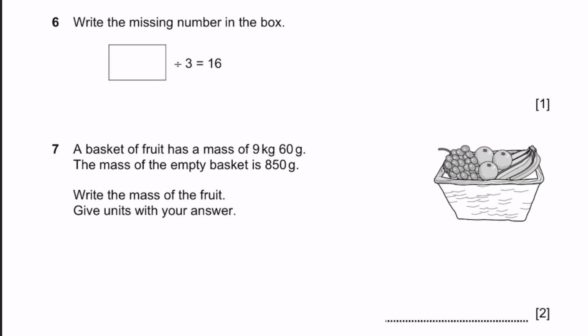Question 6. Write the missing number in the box. Dash divided by 3 is 16. Let's keep that number as x. x divided by 3 is 16. That means x is equal to 16 multiplied by 3, which is equal to 48. That's the answer.